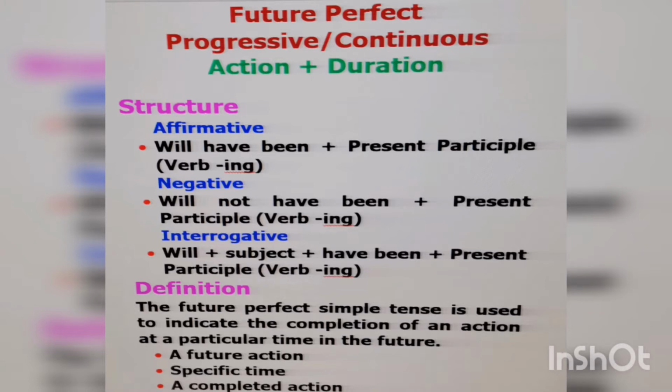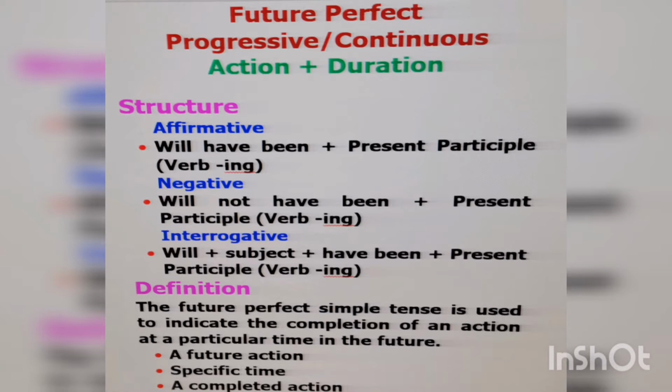In this video, our focal lesson revolves around tenses, mainly the future perfect continuous or progressive tense. Please, your attention. Let's begin. So first of all, the future perfect progressive focuses on two elements. Number one, action, and number two, duration. So here, both of them are important concerning this tense. Let's see the structure.